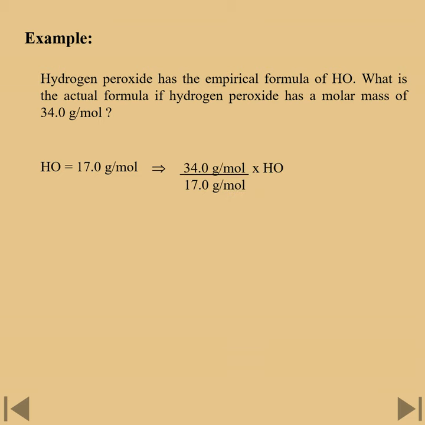So again, we take the actual molar mass, divide by the empirical molar mass, and this tells us how many times the empirical formula shows up. So we have 2 HOs, or H2O2. And that's the actual formula of hydrogen peroxide. So again, you take the actual molar mass, divide by the empirical molar mass, and multiply by the empirical formula.